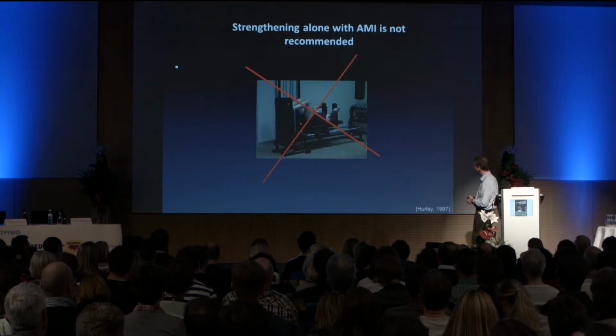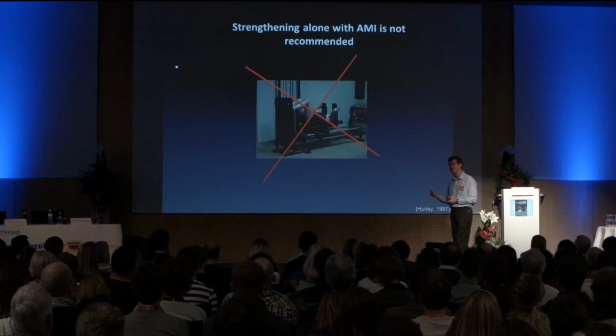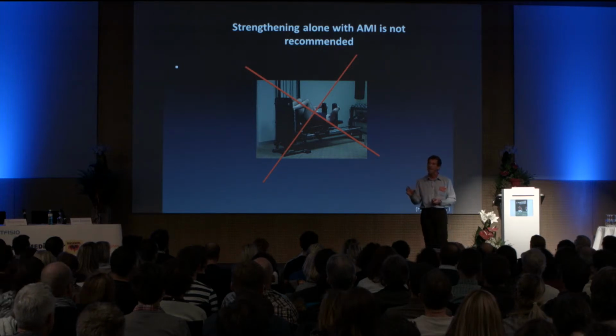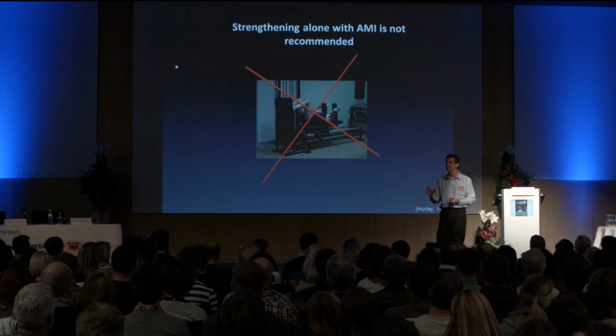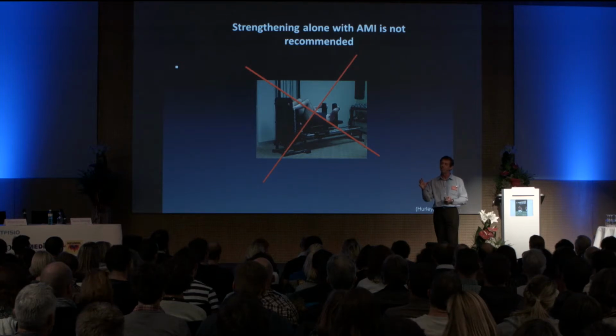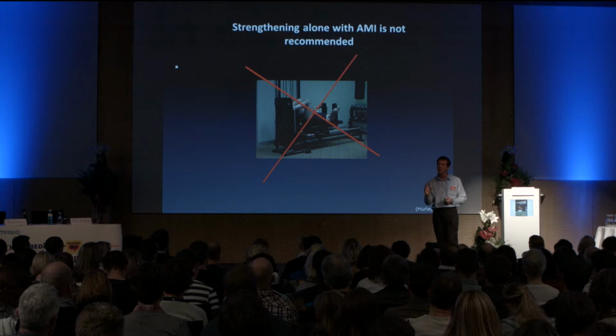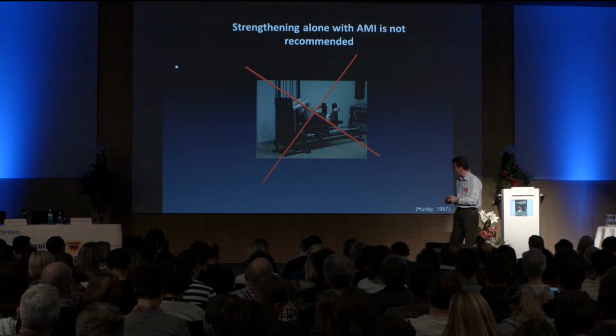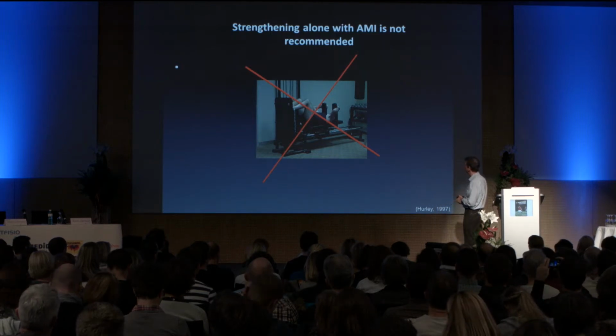The first key point is don't ignore it. If you can see a little bit of swelling in the ankle joint or the knee joint, then AMI is going to be present, and you can do a lot of strengthening with that individual, and you will not get the potential gains that you should be getting by just saying, oh, it's a little bit of swelling, it'll be fine. You've got to act upon it and try and reduce that.